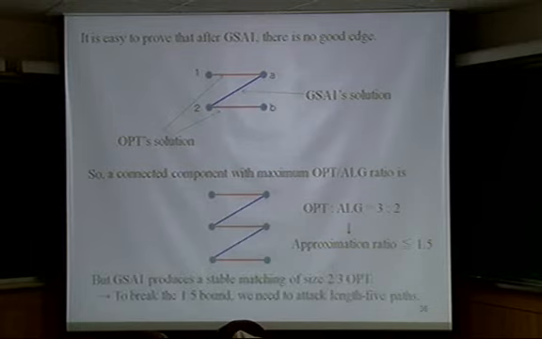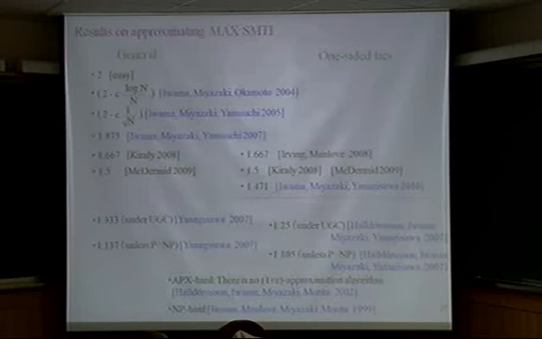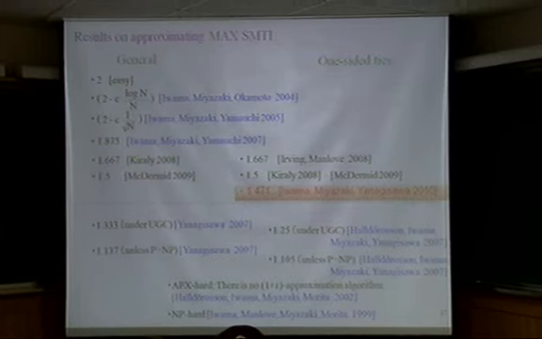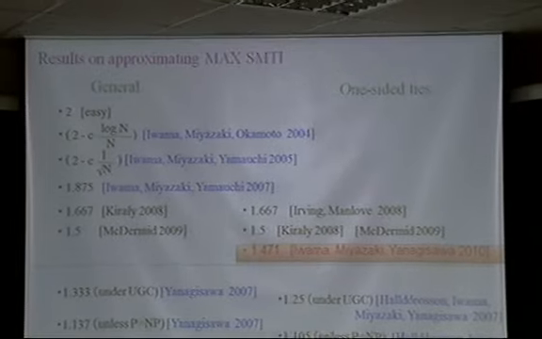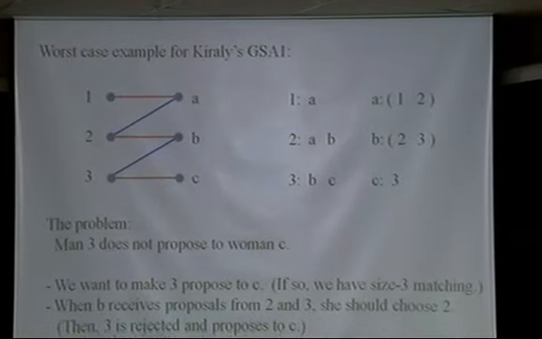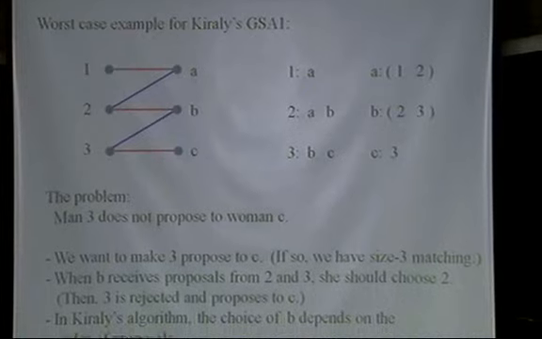However, there is a worst case example that gives 1.5. So this is a lower bound example for his algorithm, GSA1. To break the 1.5 upper bound, we need to attack this component, right? I'm sorry, I almost consumed the time, so I will briefly show an idea of this algorithm. So this is a worst case example for Kirari's GSA1.